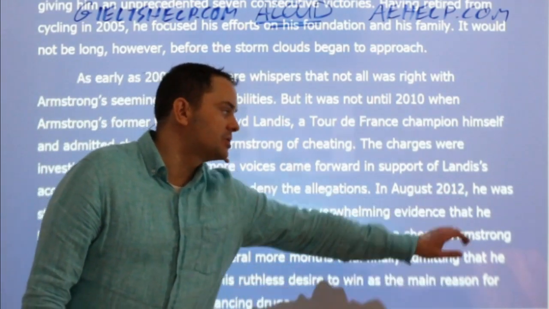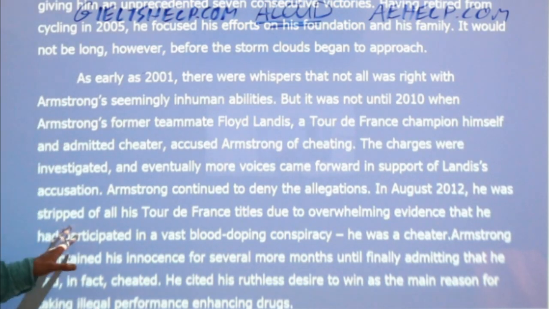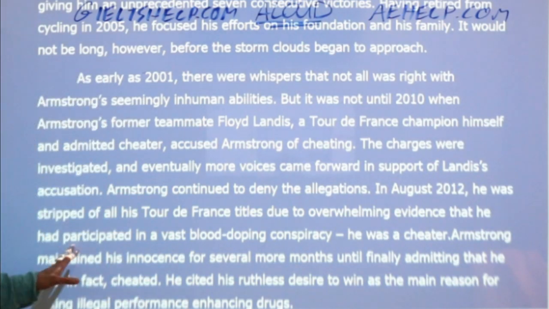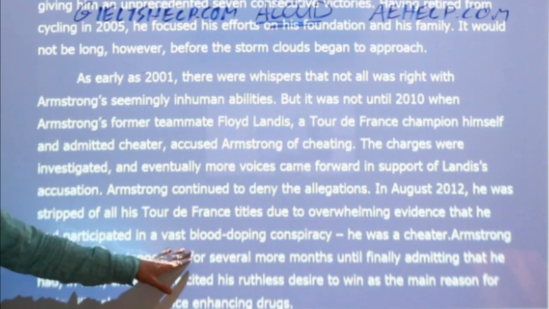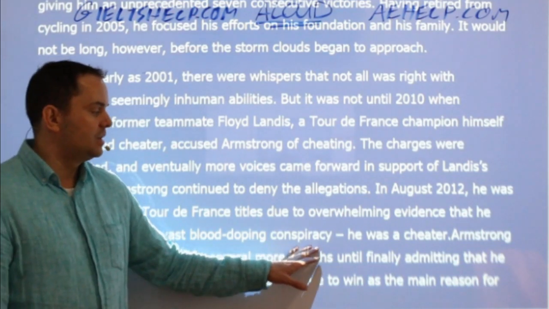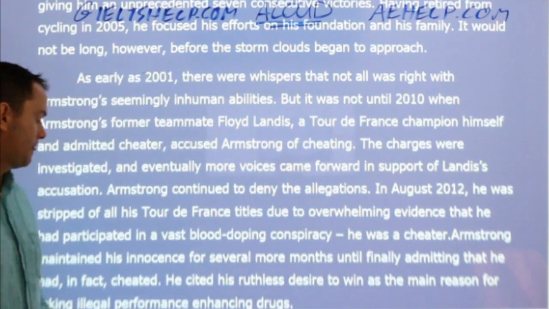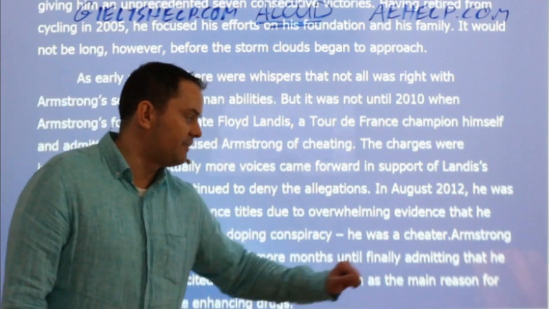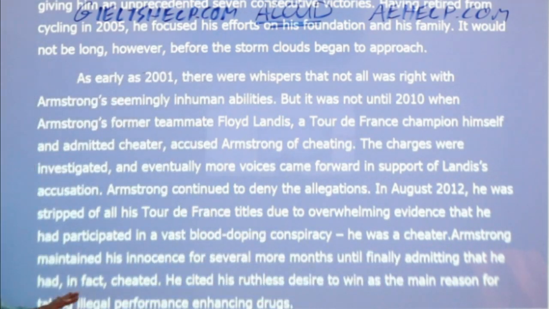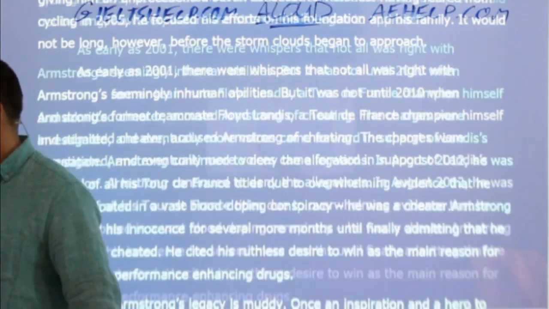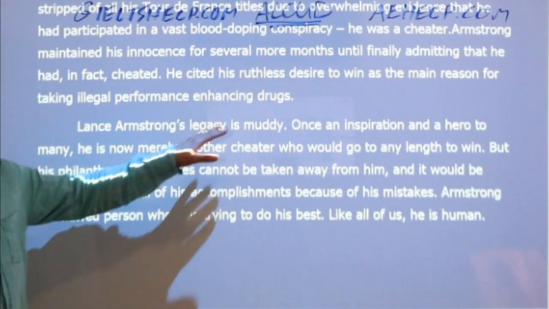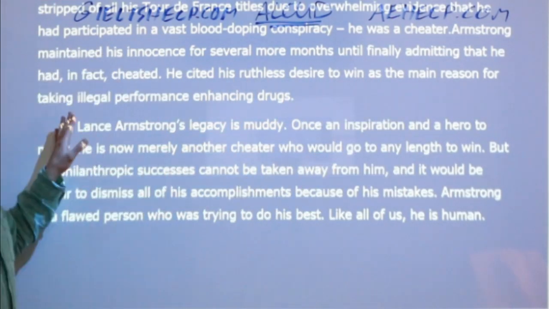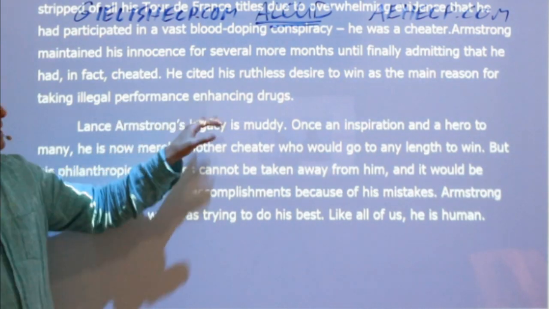In August 2012, he was stripped of all his Tour de France titles due to overwhelming evidence that he had participated in a vast blood doping conspiracy. He was a cheater. Armstrong maintained his innocence for several more months until finally admitting that he had, in fact, cheated. He cited his ruthless desire to win as the main reason for taking illegal performance-enhancing drugs.